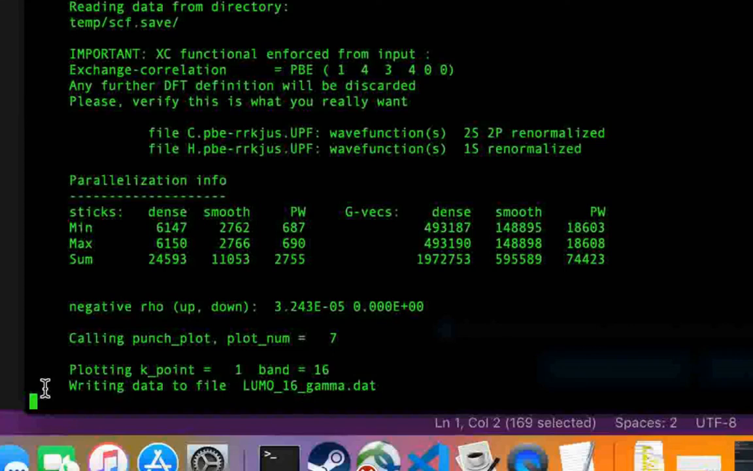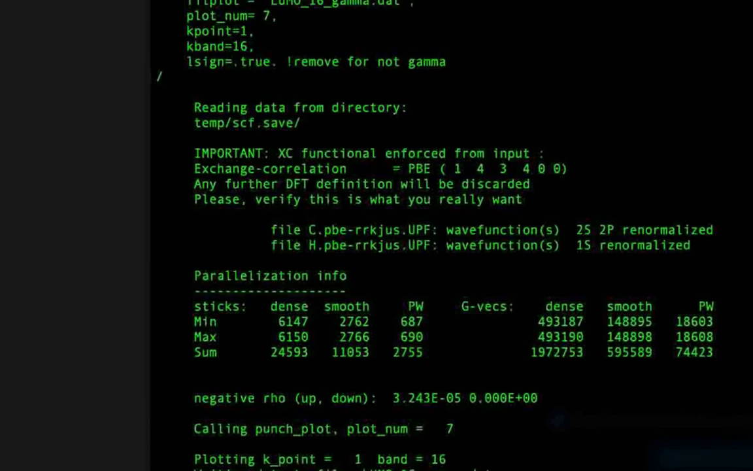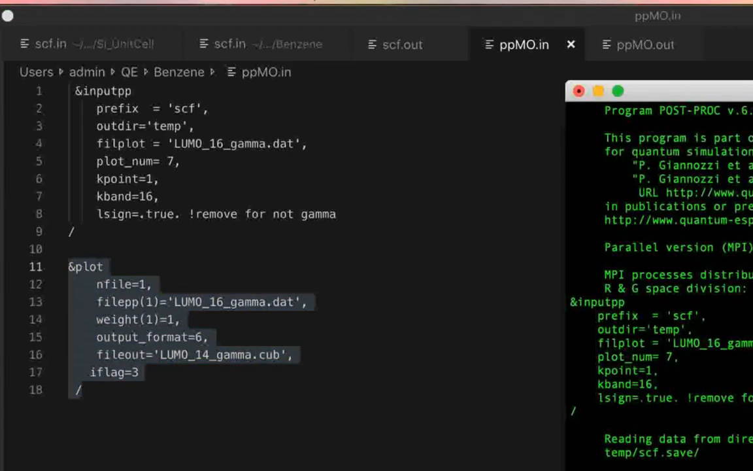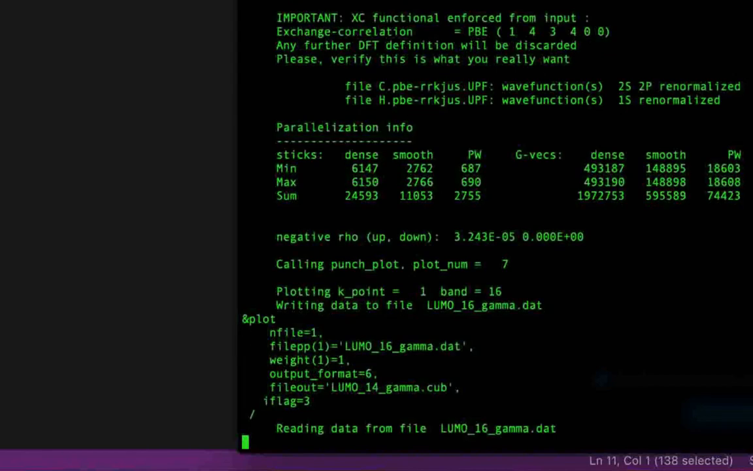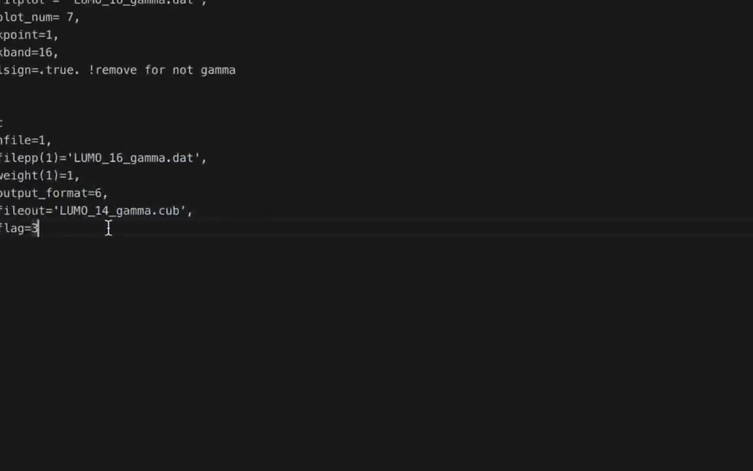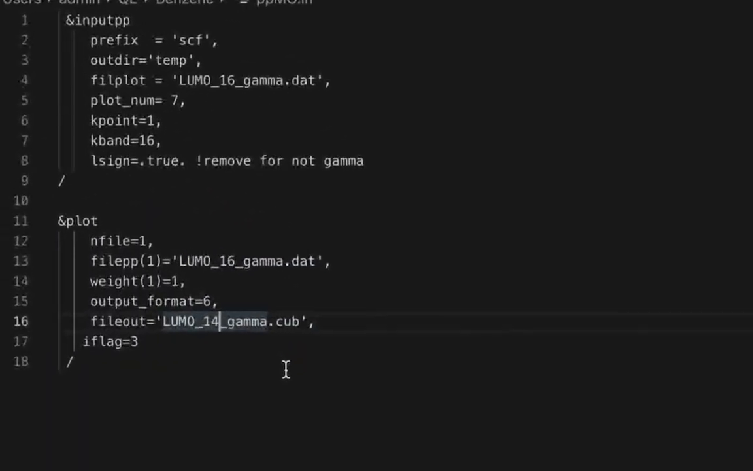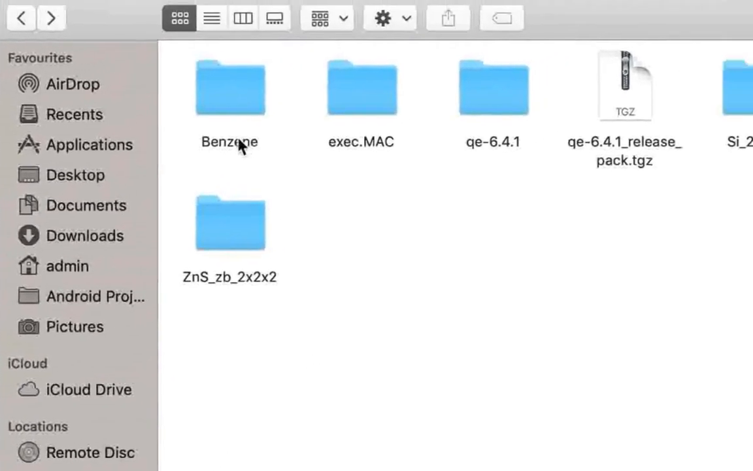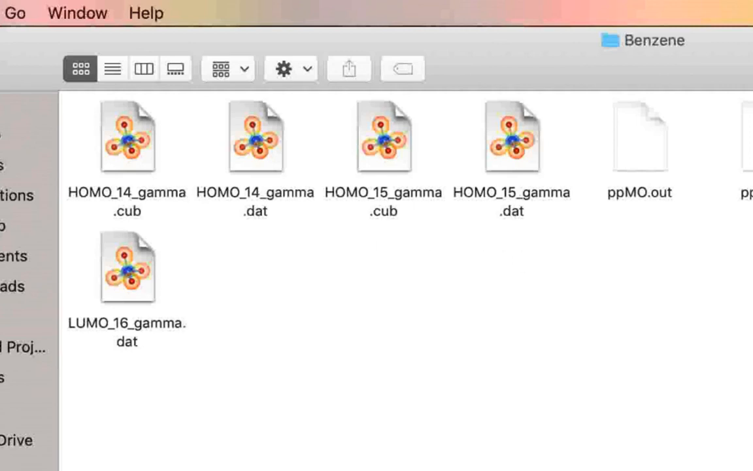Once you see the message writing data to file, you can go ahead and copy this &plot namelist and paste that as well. I'll paste that in the terminal and hit enter, and then it will plot the... I forgot to change the name here, so it will be lumo 14 gamma.cube in the output. I should have named it 16. I'm not sure, I think I forgot to rename it.